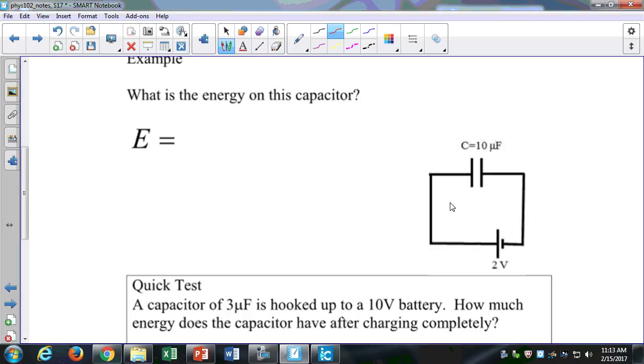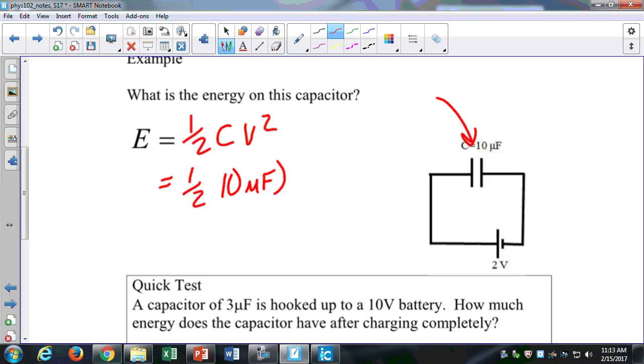So for example, if we have this capacitor, if I want to know the energy that's stored in the capacitor, I just say 1/2 CV squared. 1/2 of C is 10 microfarads, and then V is 2 volts squared, and so that's going to be 5 times 4, 20 microjoules. Notice that I carried my micro through. If you want to be careful about it, you can just convert this to farads, because that's the SI unit, but I carried through my micro.